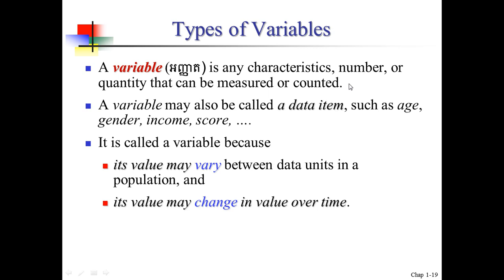Why can we measure? Because it depends on type. Next, we look at types of variable. A variable may also be called a data item, such as age, gender, income, score, or the others. Why is age a variable? Because your age can change from year to year, from day to day, from month to month. But normally when we're talking about age, we tend to focus only on year, not month, not week. For example, this year you are 22, next year you will be 23, last year you were 21. That's why you can see your age change from year to year.